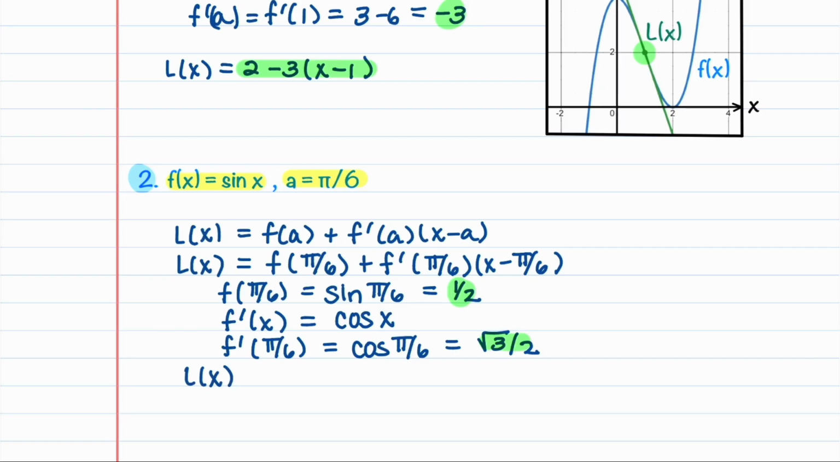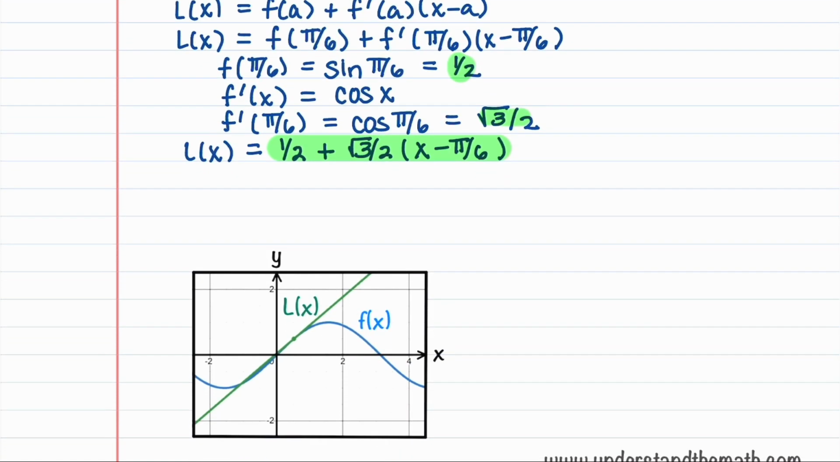L of x is f at pi over 6, which is 1/2, plus the derivative at pi over 6, which is root 3 over 2, times x minus a, which is just x minus pi over 6. And that's our linearization.